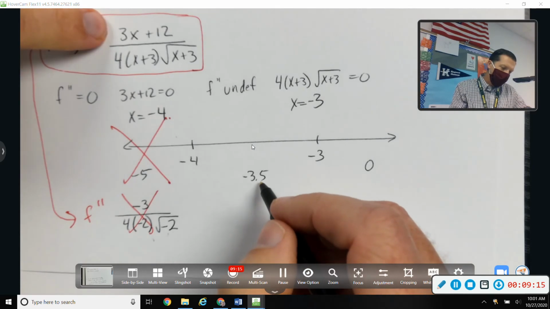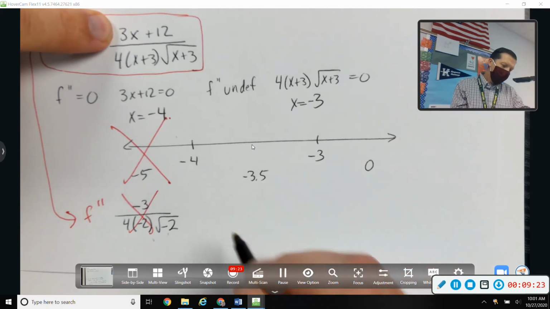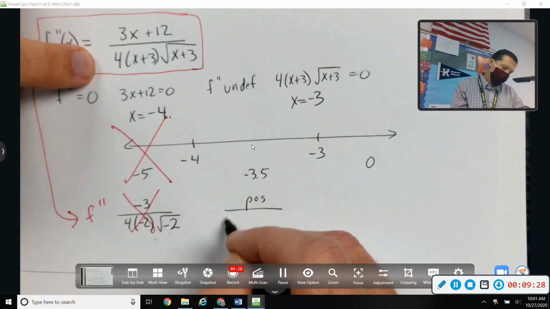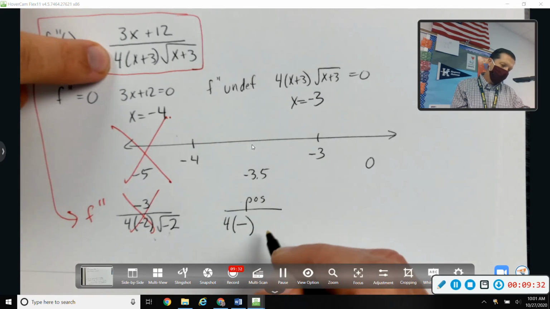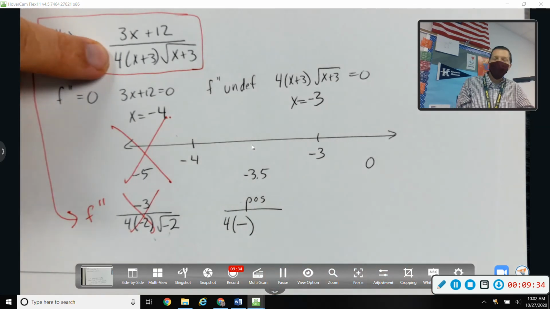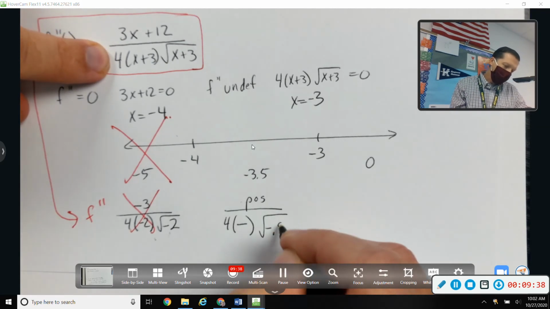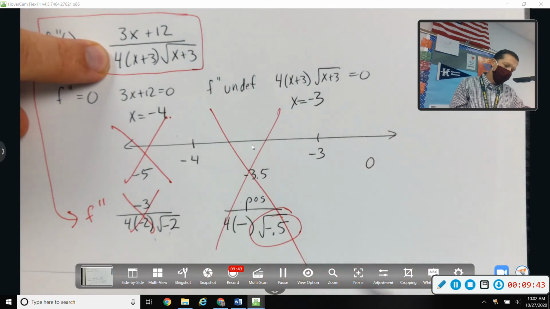Negative 3.5 times 3. Oh, lovely. That'd be negative 10.5. Plus 12 is positive. 4 times negative. I'm getting lazy, but it's okay, because we only care about positives and negatives. Square root of negative 0.5. And we got the same issue here. That part's gone.